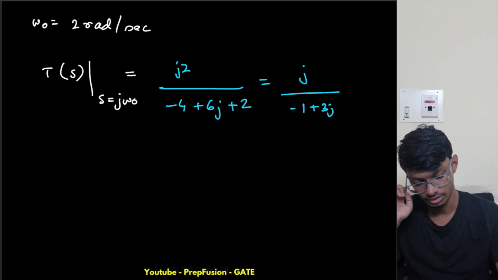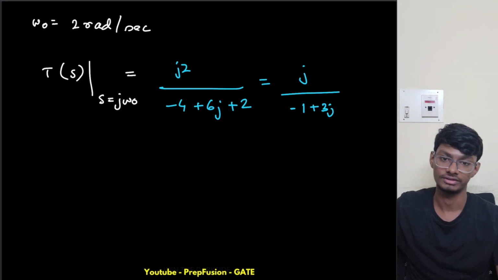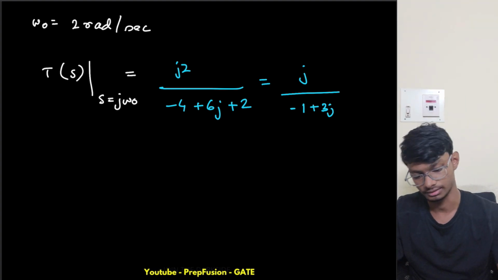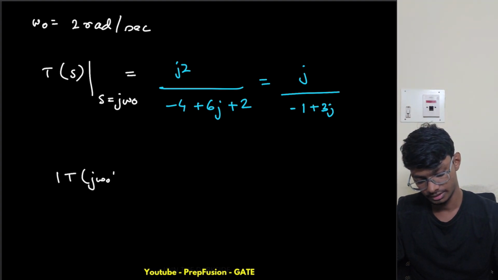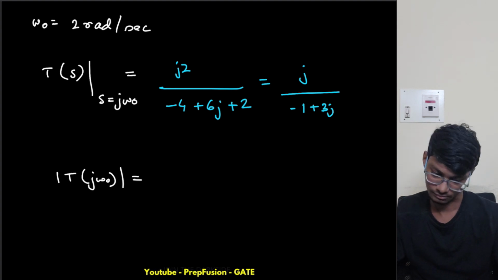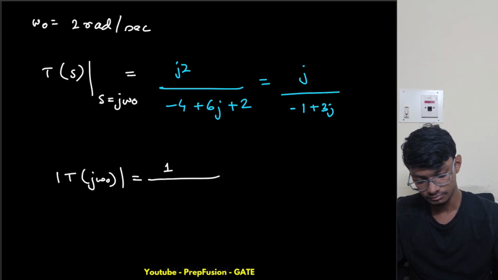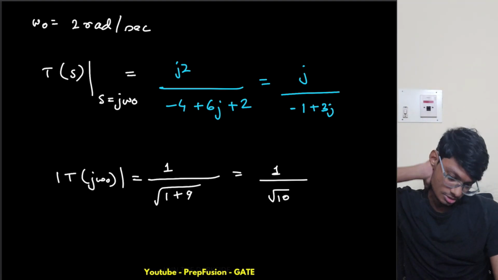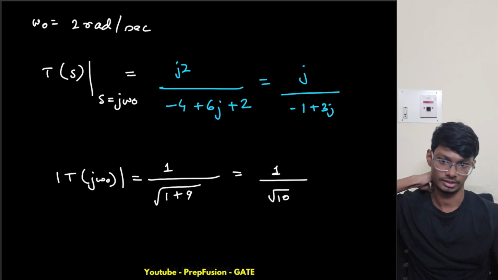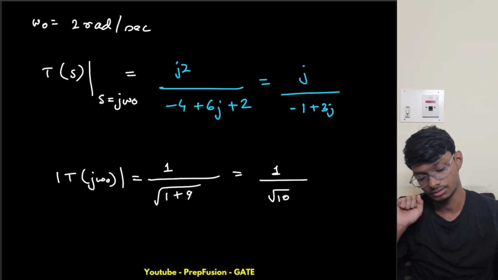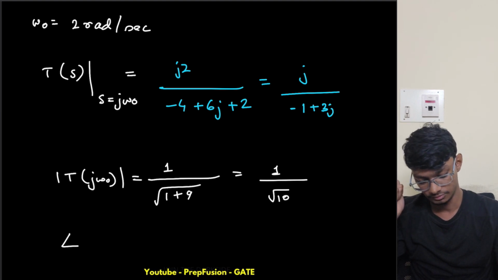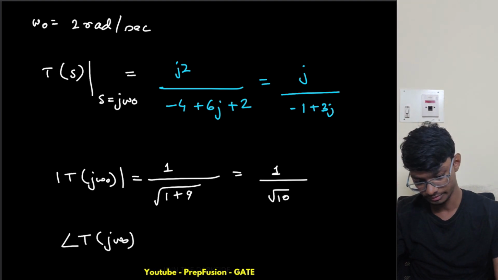Minus 1 plus 3j. Okay, now from here I have to find the magnitude of the transfer function and the angle. So magnitude is easy only. What is my magnitude of T of j omega? It is simply equal to 1 by the square root of 1 plus 9, so it is simply equal to 1 by root 10. So this is my magnitude, right? This is easy only. Now what is the angle of T j omega? This is a bit complex, so I'll go into the next page.